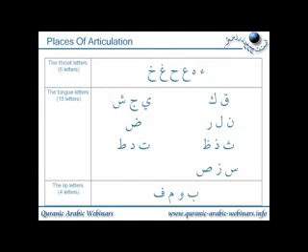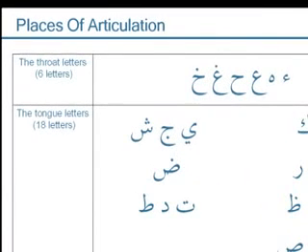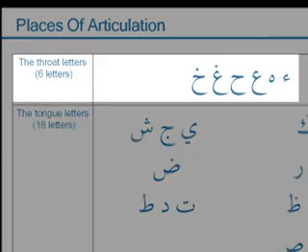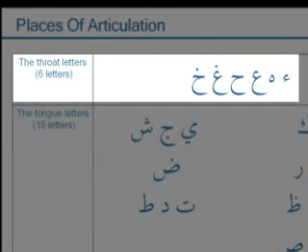So places of articulation. This is a slide just showing the letters all grouped together according to where you pronounce them from in the three major parts of your mouth. So you've got the throat letters, which are 6: the Hamza, the soft ha, the ain, the forceful ha, the ghain, and the kha.